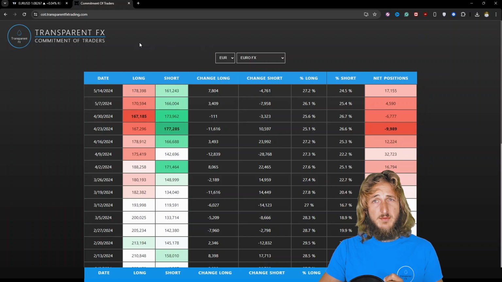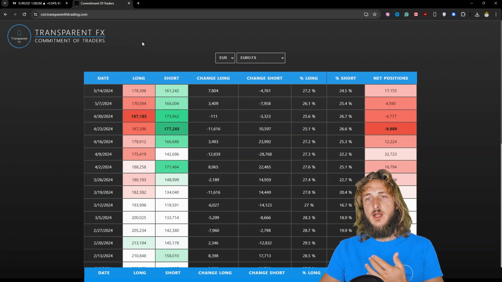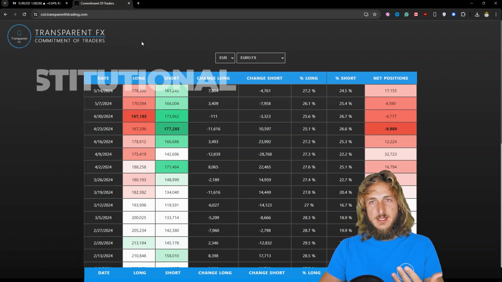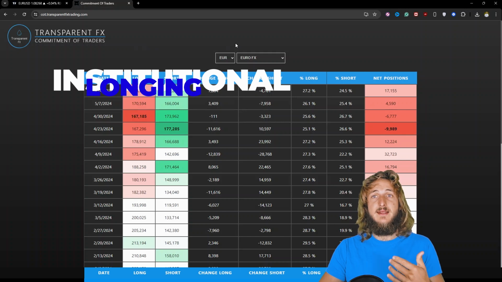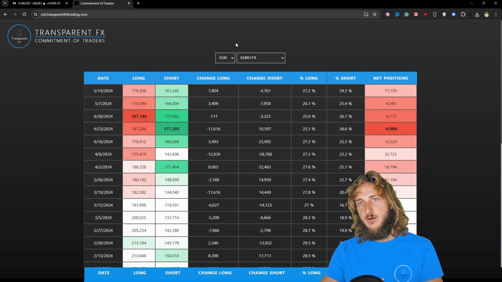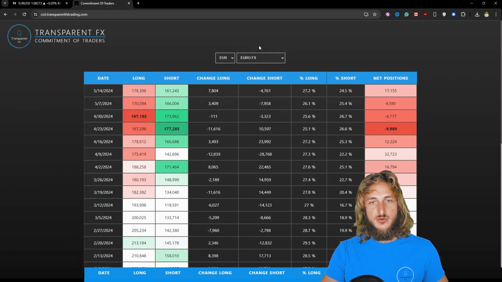So if the market will now go and reach that level again, we could expect to see even more institutional longing of EURUSD, making it even stronger, therefore increasing the probabilities of a potential rejection to the upside.